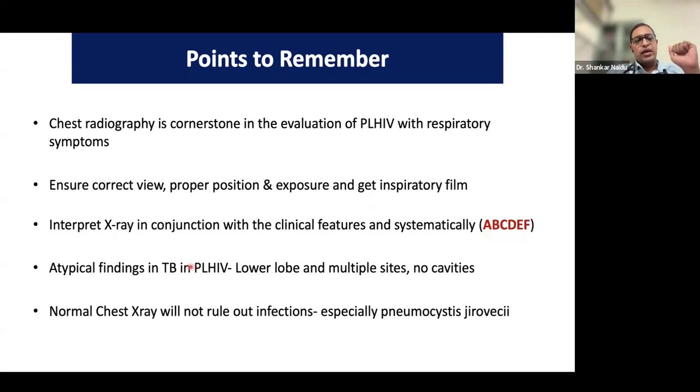And atypical findings of TB in PLHIV include more lower lobe involvement, multiple site involvement, and the absence of cavities. And sometimes a normal chest X-ray may be there in the presence of infections. And whenever this kind of situation arises, always think of an underlying Pneumocystis jirovecii. This is because majority of the times in PCP pneumonia, the chest X-ray might be normal.